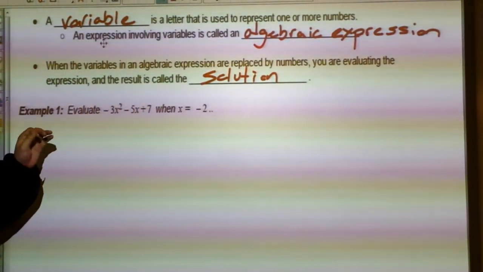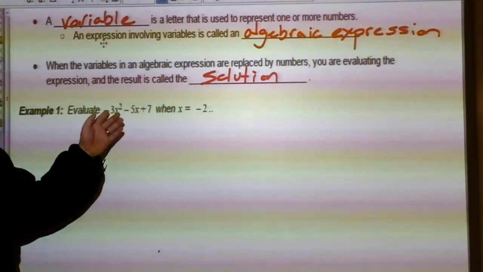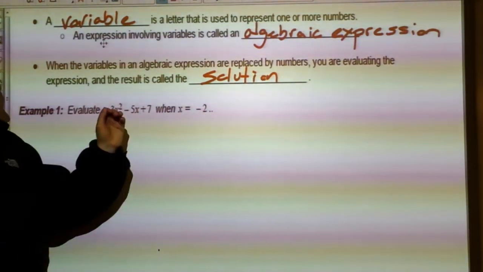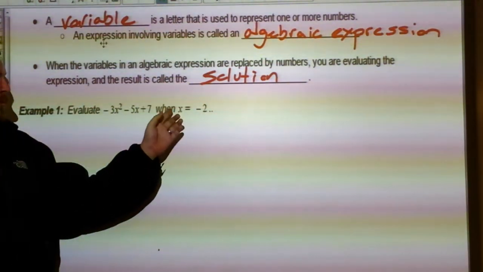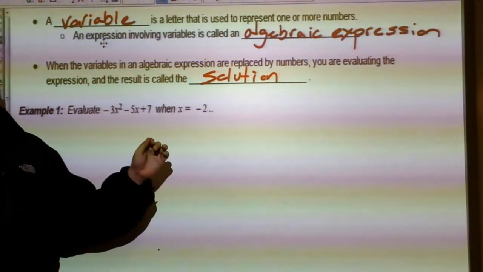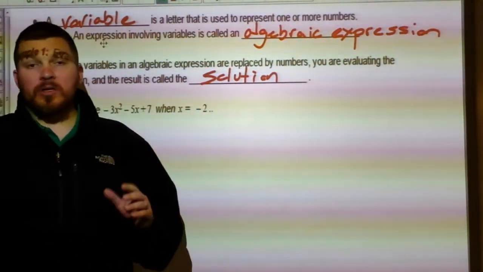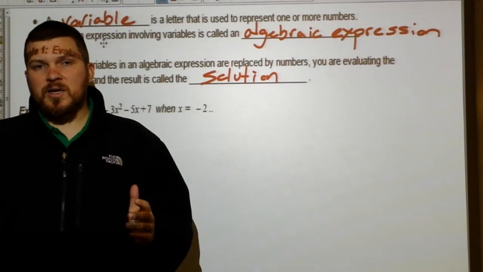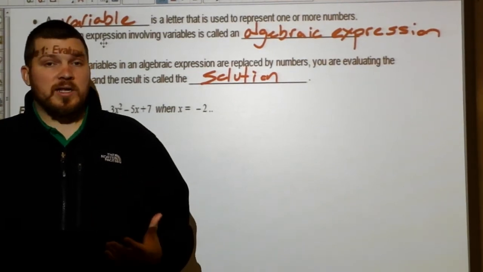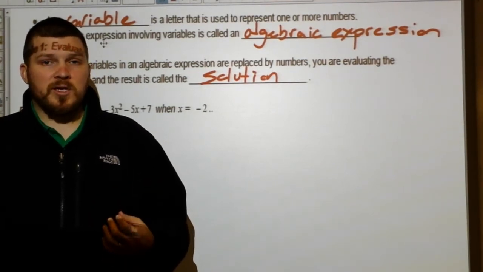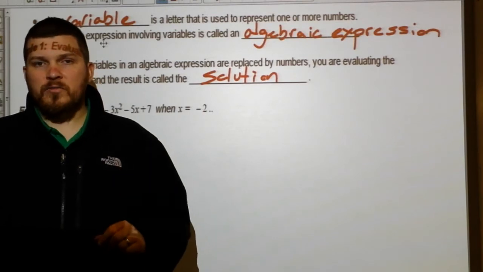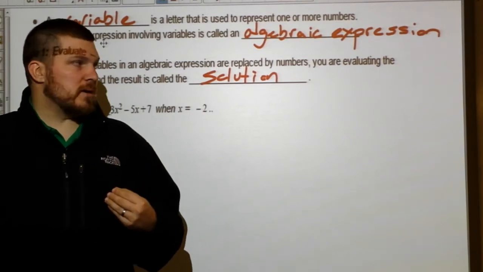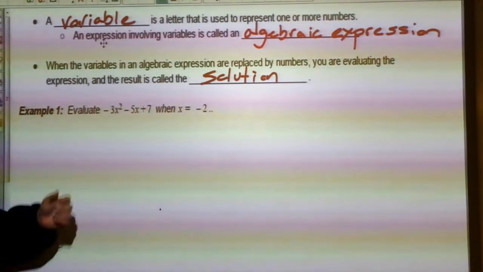So what I want to know is, for this particular algebraic expression, what do you get when you replace x with -2? So essentially what I'm going to do is literally replace everywhere I see an x, I'm going to put in a -2, and then I'm just going to simplify. You might need to use a calculator. If you do, that's totally fine. Or you might be able to do this in your head. Either way, let's get it done.